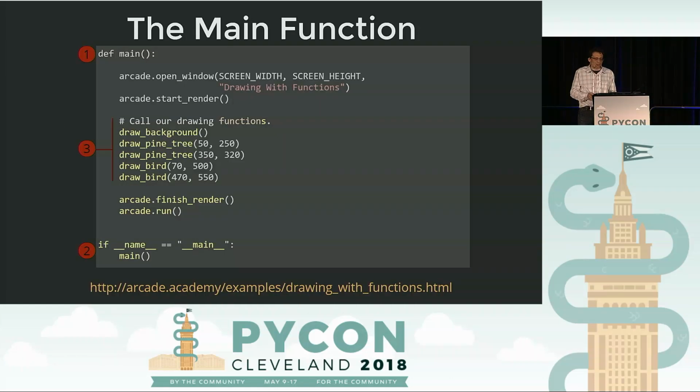The main function we need basically in order to start our game. So we've got all the drawing functions. How do we actually put the main part of our code into a function? And I've done this on step number 1. I've defined a main function.